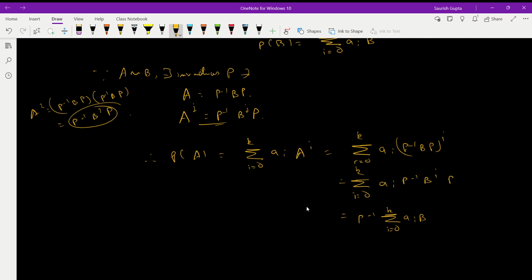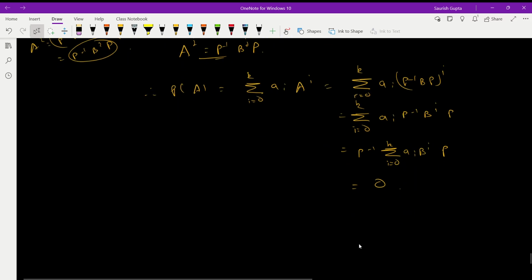A to the power i is nothing but P inverse B P whole to the power i. And this is nothing but a_i P inverse B^i P, and this can obviously be written as P inverse times the polynomial, the sum of a_i B^i, times P. So this is 0, right? So the whole thing is 0, right?